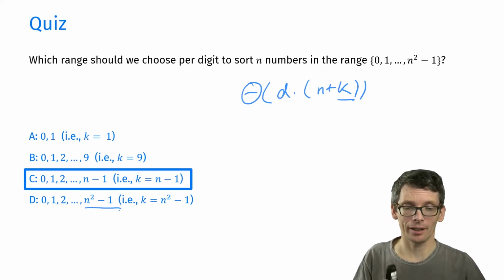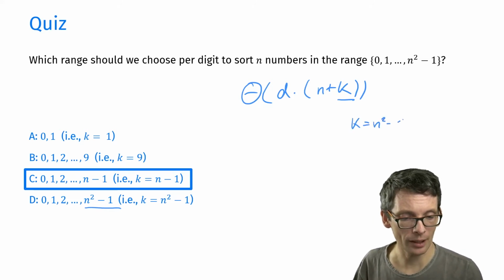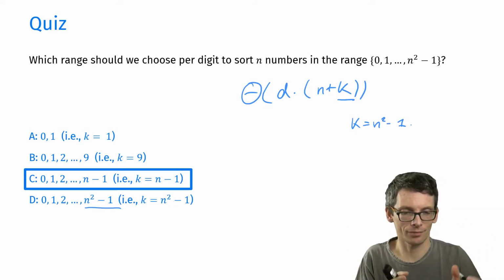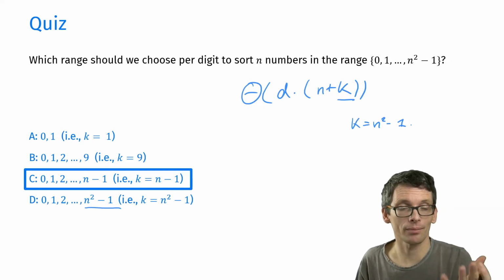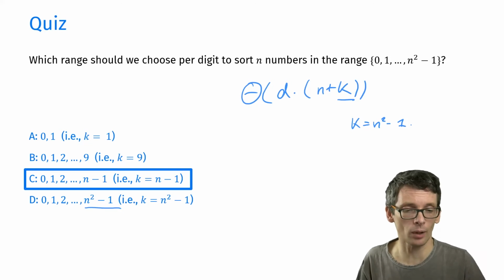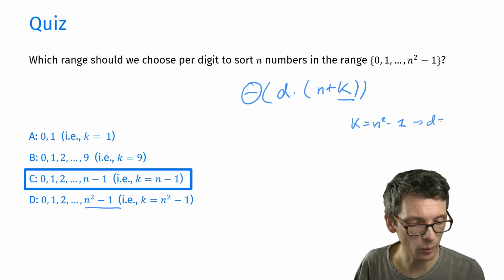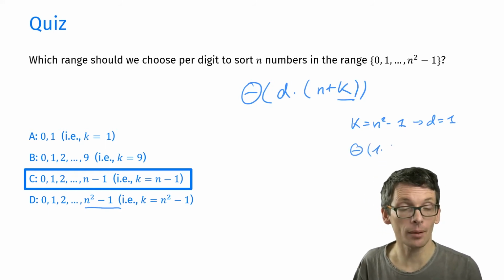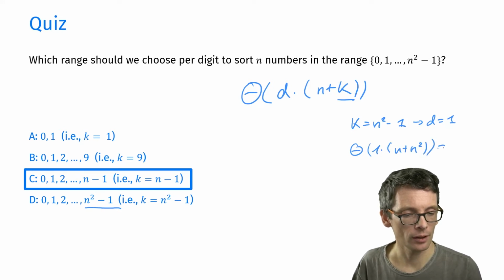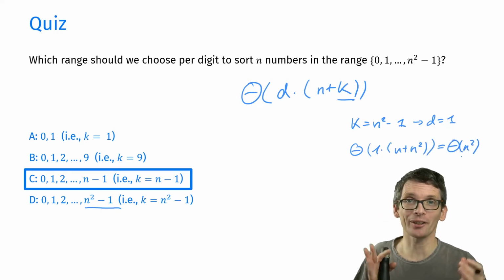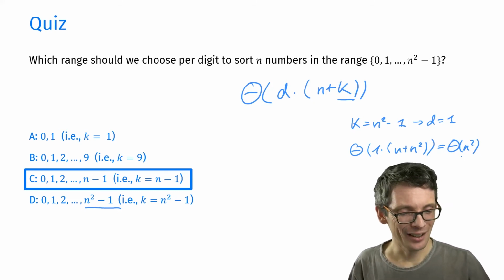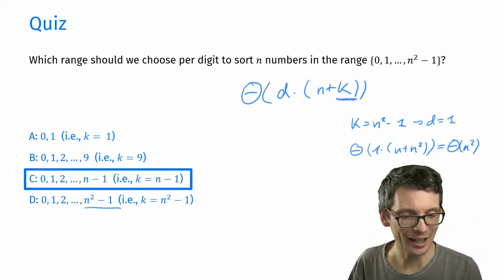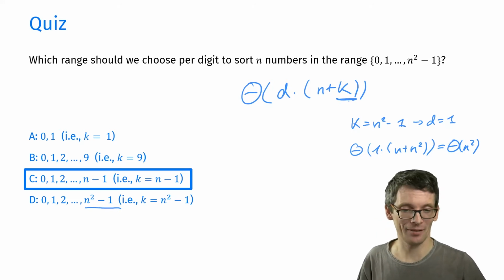So let's do k is n squared minus 1, then actually every number just has one digit. I can just represent every number by a number between 0 and n squared minus 1. So then this gives me d is 1, but the running time is order 1 times (n plus n squared). So that's order n squared. That is bad. That is certainly not linear time. So what went wrong? I said k as large as possible, but you should stop at some point. K as large as possible, as long as it's not more than n.